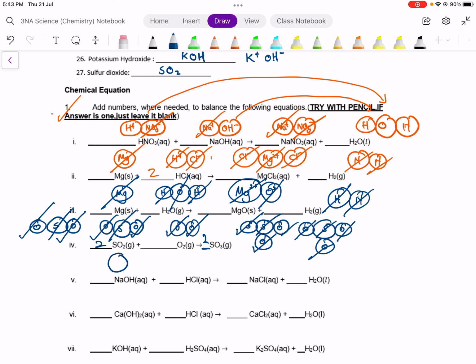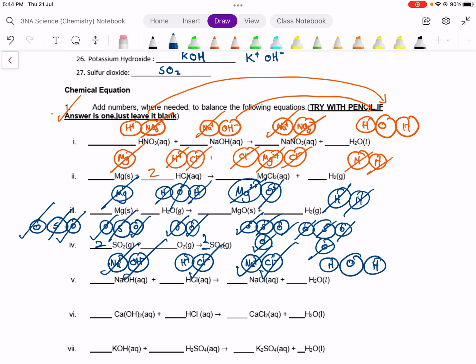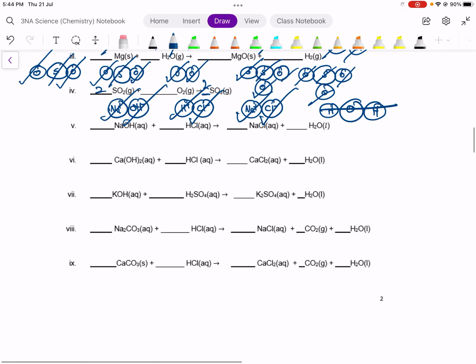Then you have Na plus, OH minus, H plus, Cl minus. Then Na plus and Cl minus, and then H2O. So I see Na plus, 1 on the left, 1 on the right, settled. Chloride, 1 on the left, 1 on the right, settled. So these two combine to give you H2O. So everything once again is 1 1 1 1 1.